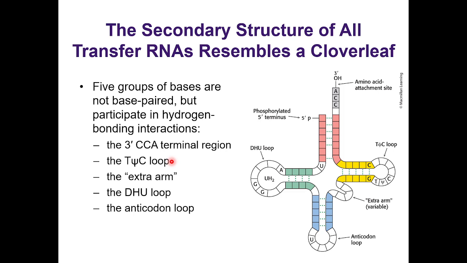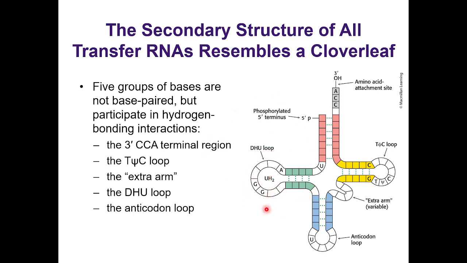So this next one is going to be the T-Psi-C loop. That's this right here, named after this group right here. Everybody see that okay? And then there's an extra arm. That's this one right here. This is actually variable. It doesn't have a specific length it has to be, though theoretically there would be a minimum length that it can be. Okay? The DHU loop. And so that's this one right here.